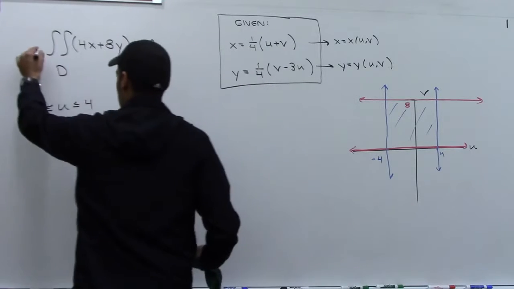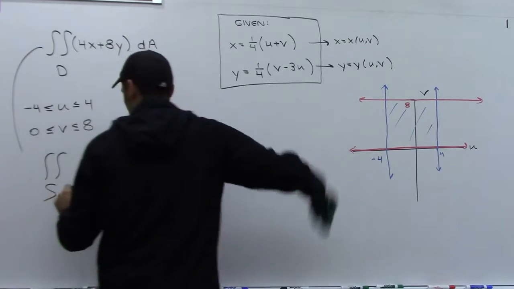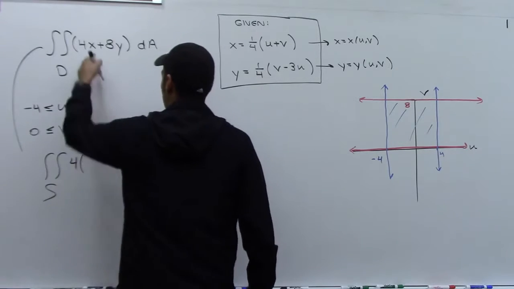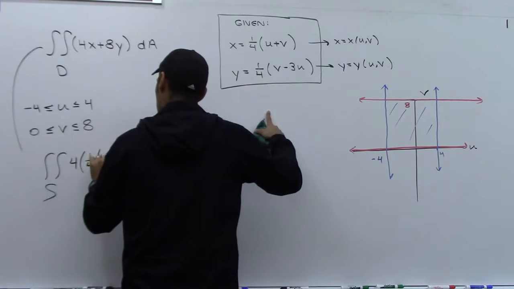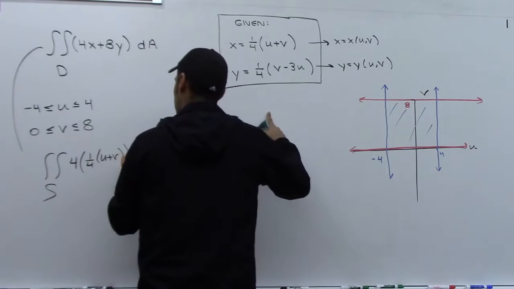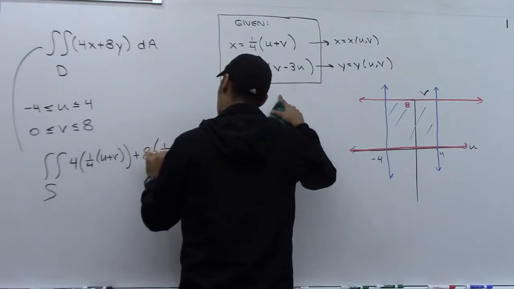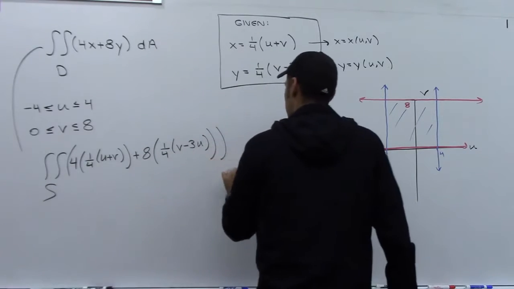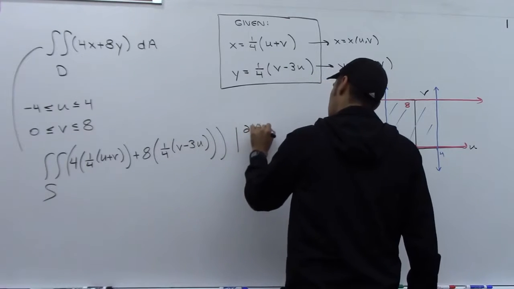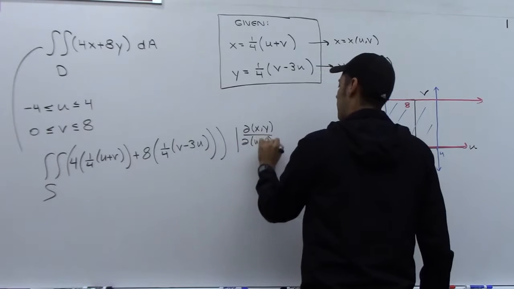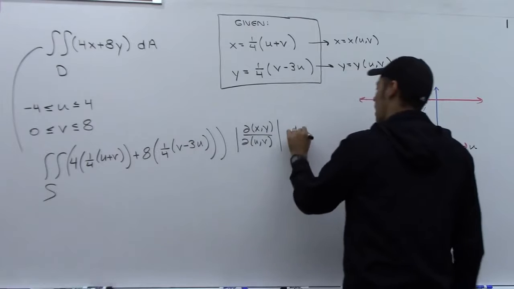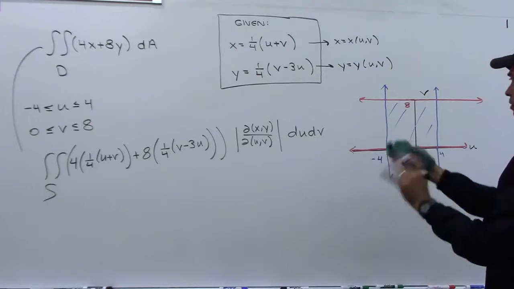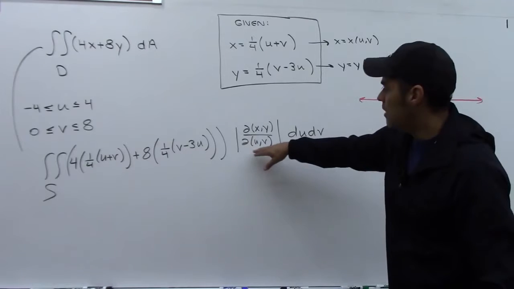Okay. So remember, what I'm doing is I'm taking this, turning it into a new double integral over some region. I'm going to call that S, and I'm going to have my original function in here, 4 with x plugged in, which is 1/4 u plus v, and then plus 8 times y, which is 1/4 v minus 3u, and then whatever all that is, times the absolute value of the Jacobian, which is this, and then du dv or dv du won't matter because both variables are stuck between constants, so order of integration doesn't matter. So I'm just going to go try and get this now.